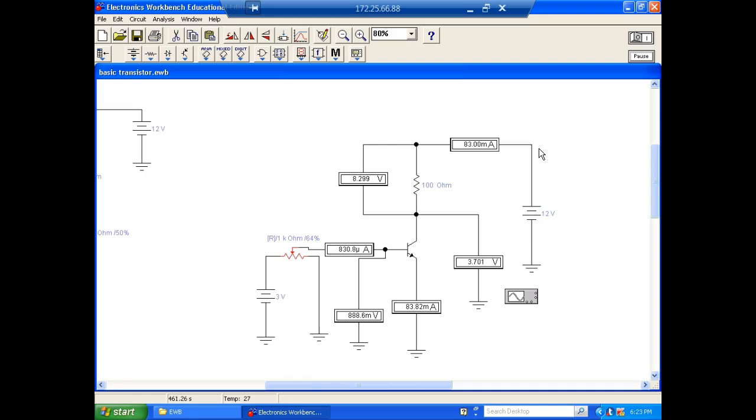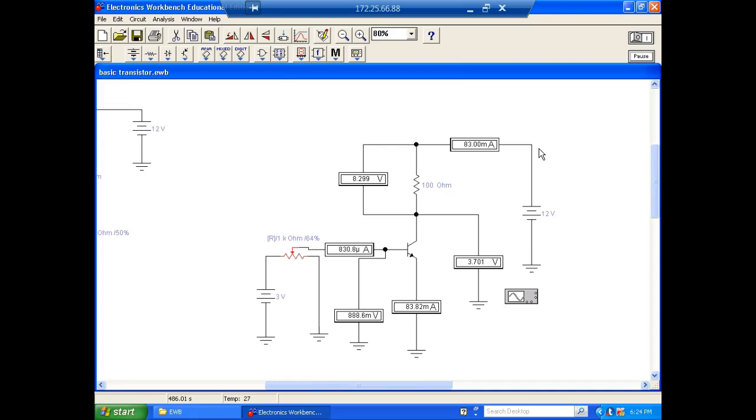But look, the emitter current is what? Here's the collector current. Here's the base current. So the base current is 830 microamps. And the math's off a little bit: 83.82 milliamps, because this is the sum of this current and this current, right? Y'all understand that? So this guy's taking two currents.